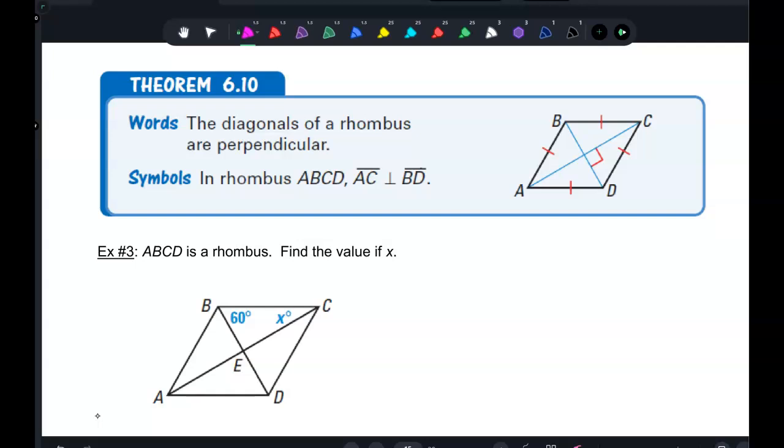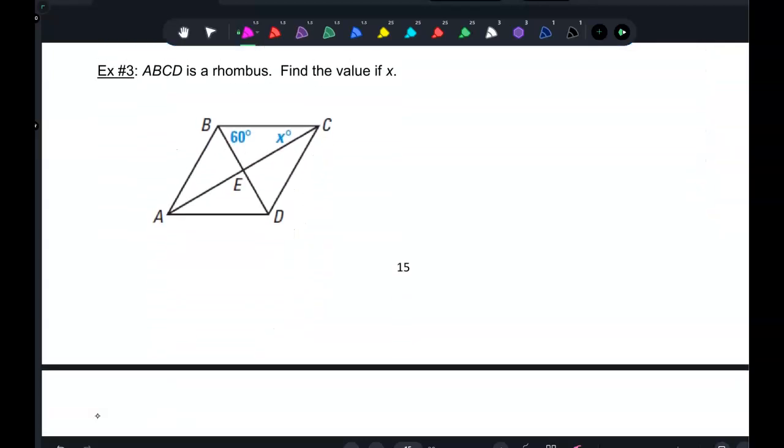Okay, next we have a theorem that says the diagonals of a rhombus are perpendicular. Just a reminder, perpendicular means they make right angles. So do you see here, AC and BD, they make a right angle. And if there's one right angle, that makes all 4 of these right angles. That's only going to be true for a rhombus and technically a square, because a square is a special kind of rhombus.